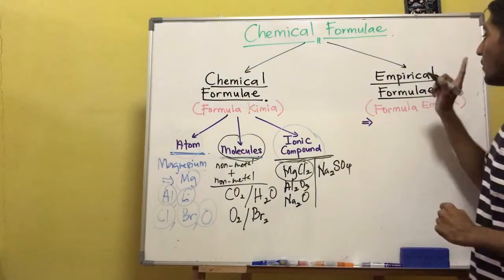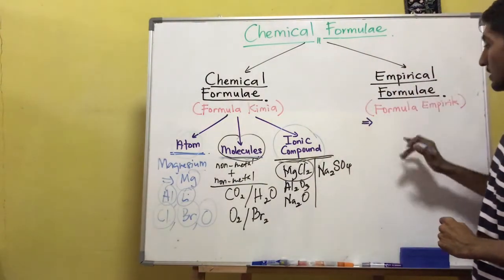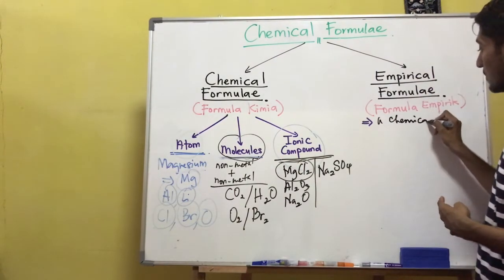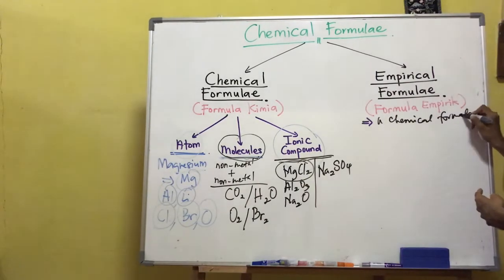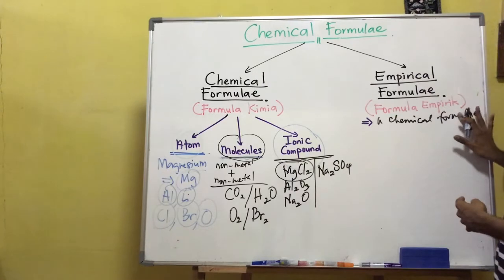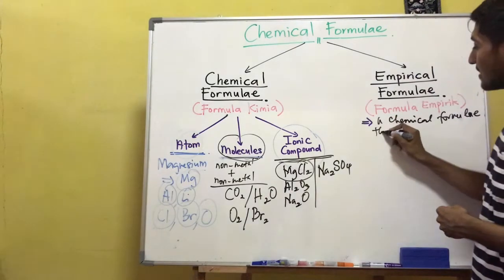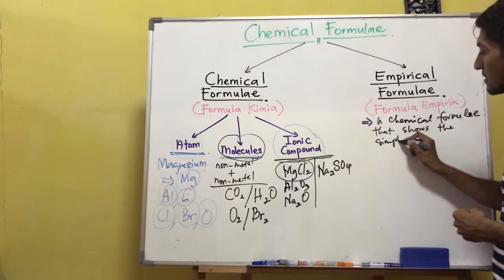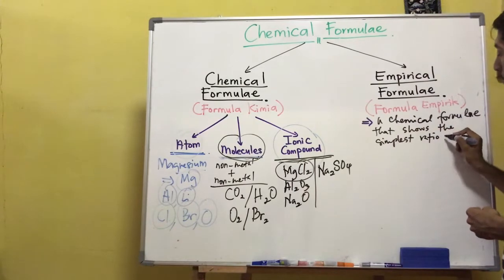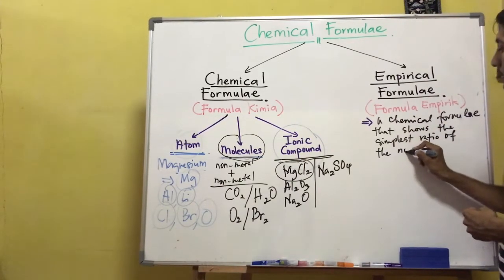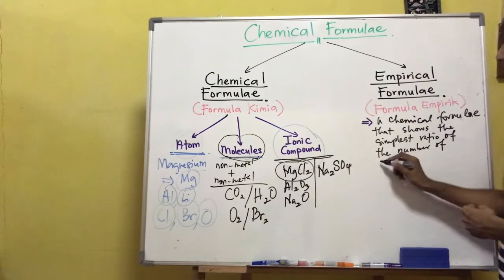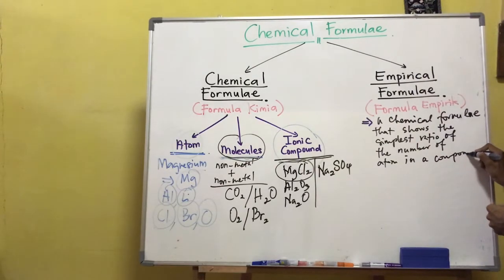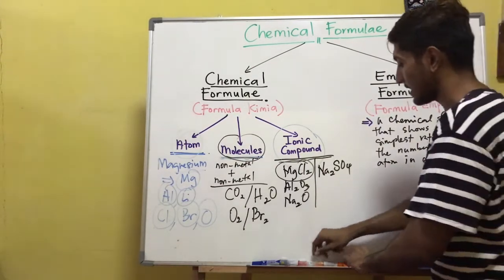Saya sedia membantu. Okay, so for empirical formula, the meaning or the definition of empirical formula is a chemical formula that shows the simplest ratio of the number of atom in a compound.